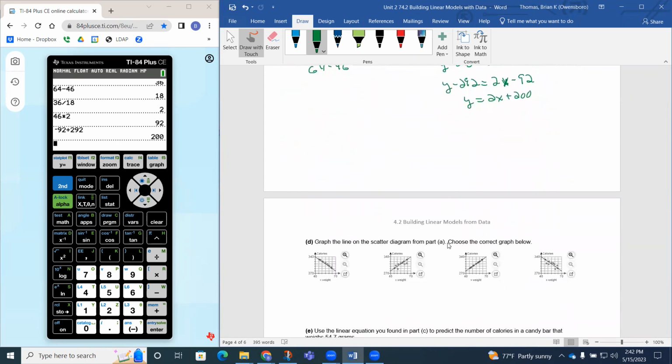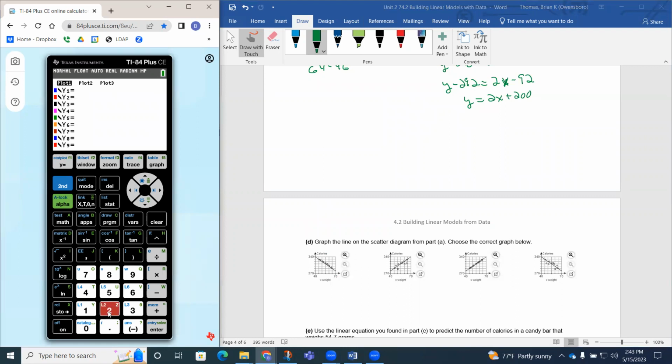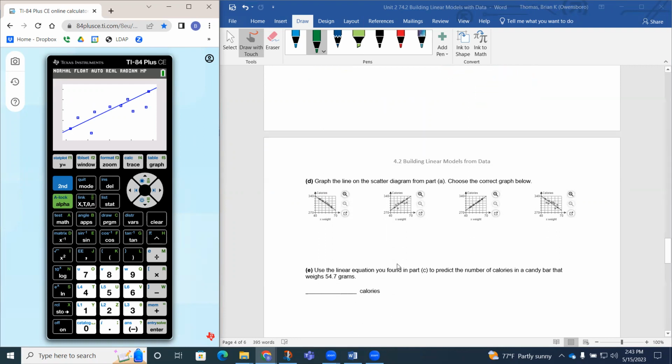If I want to graph that line, I can go y equals 2x plus 200, and it should just go through the middle of the data. It looks like this is the best answer already, because I think that's the graph that we talked about. It's going through that data very similarly to this one. Got 3 points below, 3 points below. Yeah, that looks really good. Just don't have the exact same viewing window.